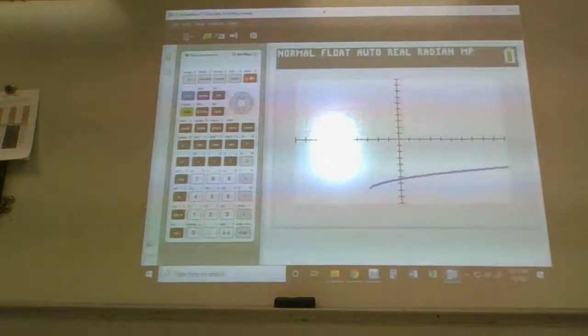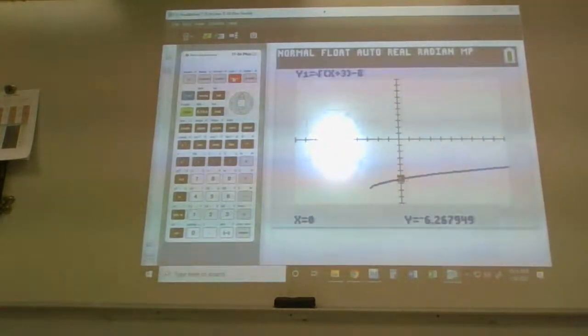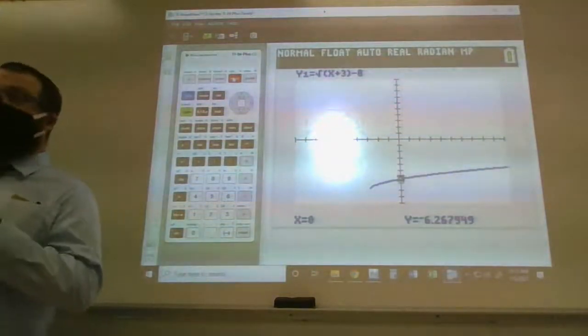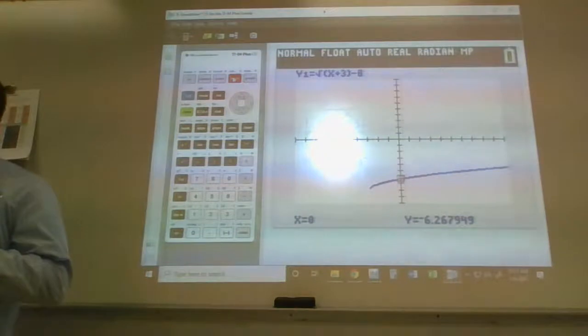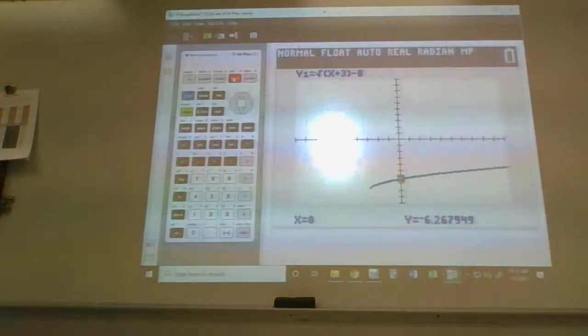Let me hit trace so you can see the equation in the top corner. Where did it move? You gave me plus 3 and minus 8, but where did it move? From the origin, how far to the left did it go? You could take a guess based on the numbers that you gave me. Yeah. How far down did it go? Yeah.